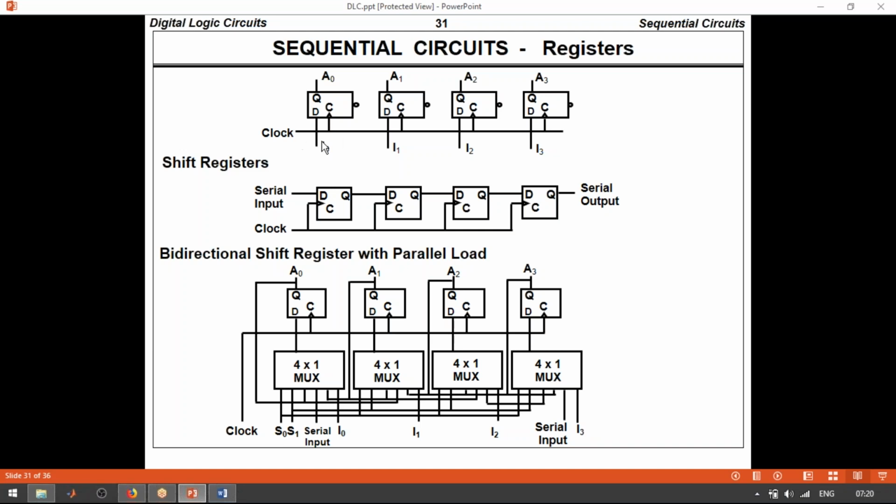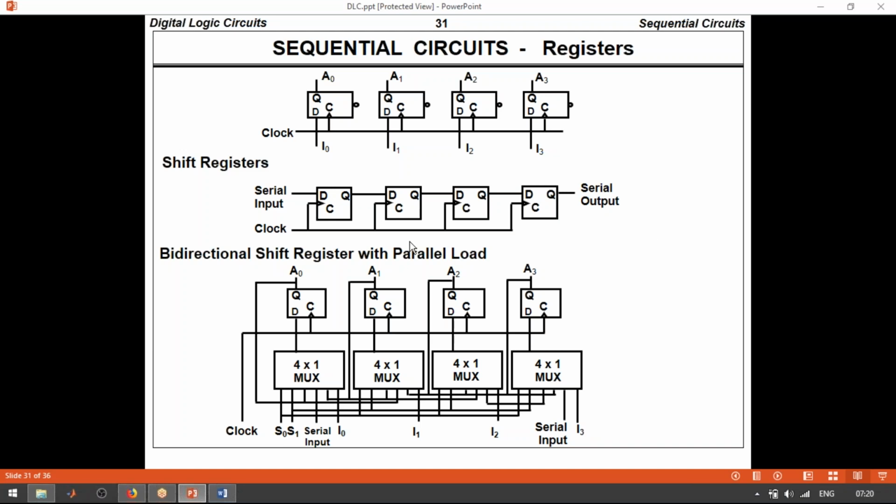So here all the inputs are connected in parallel. If I give 0 1 1 1 here and I toggle the clock, then automatically the output is 0 1 1 1. For the shift registers we are using the D flip flop alone.